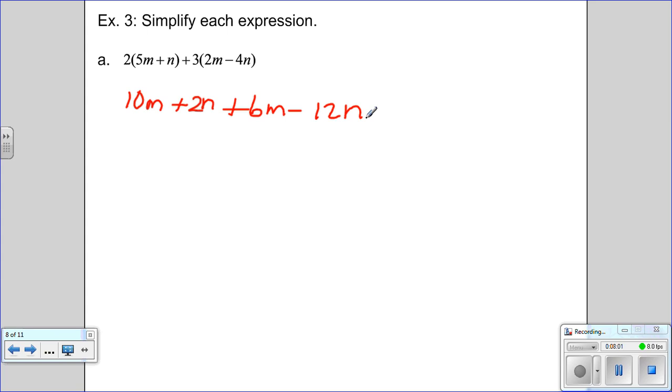So let's start with the m's. 10m plus 6m is 16m. And then for the n's, 2n minus 12n, you need to follow the symbols in front of your numbers. 2n minus 12n gives you minus 10n. So now I've combined my like terms. M's and n's don't go together, so this is where I leave my answer.